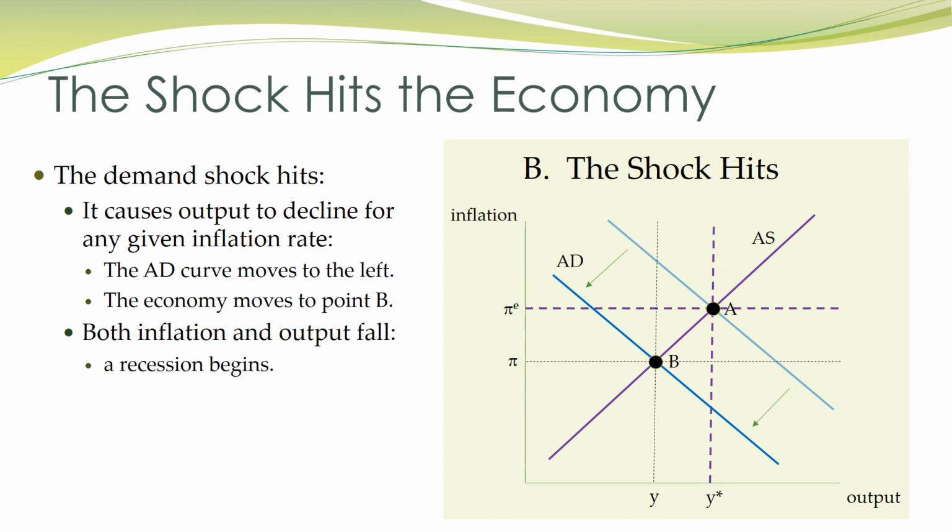The economy thus moves to point B, at the intersection of the new AD curve with the AS curve which has not moved. Comparing point B to point A, one can see that the initial demand shock causes inflation to fall, so that it is now below expected inflation, and also causes output to fall below potential output. The output gap is now negative. A recession has begun.